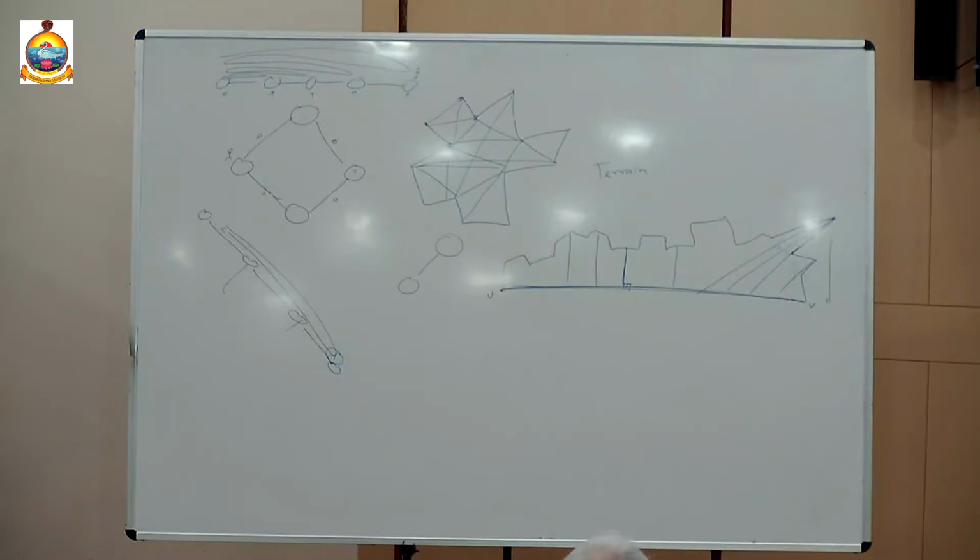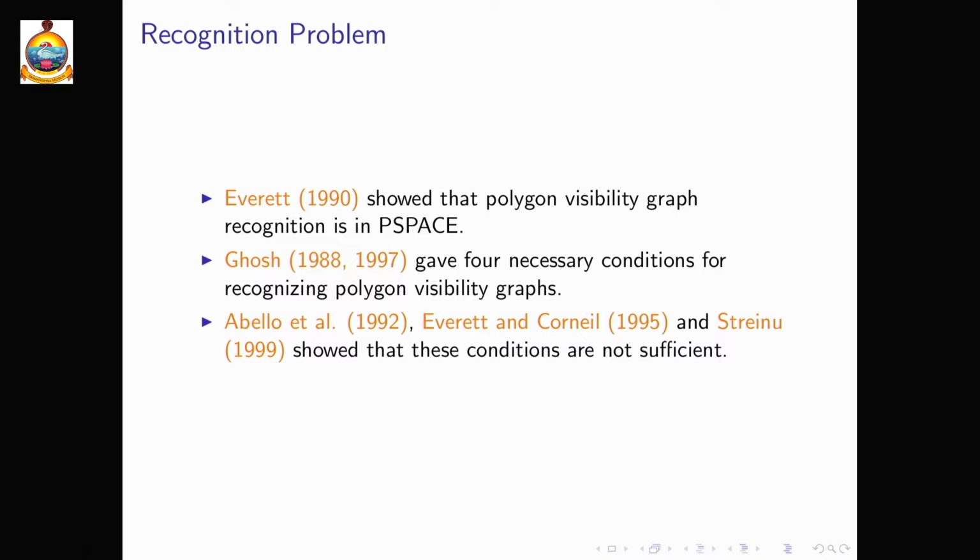So Everett showed that the recognition problem is in PSPACE. Ghosh in 88 and 97 gave 4 necessary conditions for recognizing the polygon visibility graphs, and Abello et al., Everett, and Cornell and Streinu in different years showed that these conditions are not sufficient.